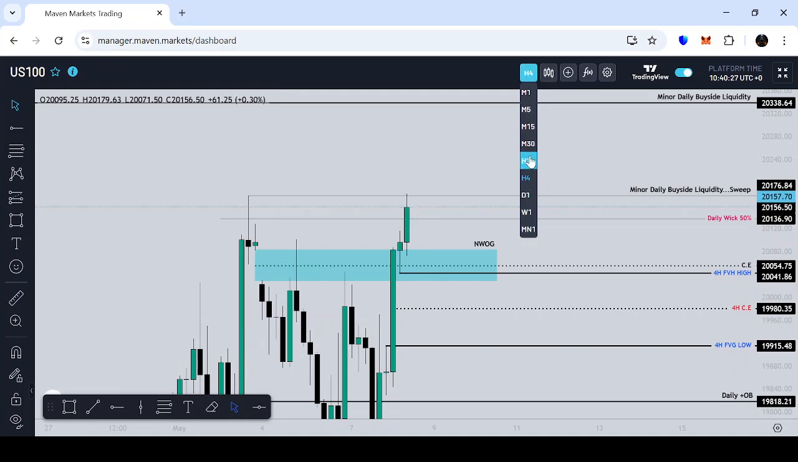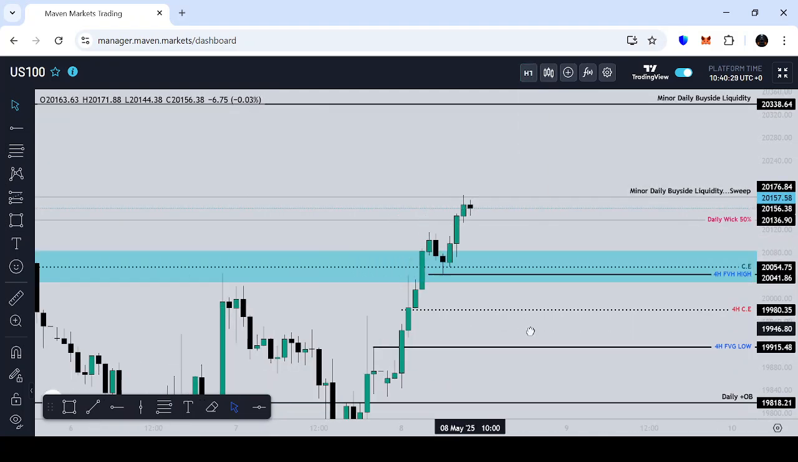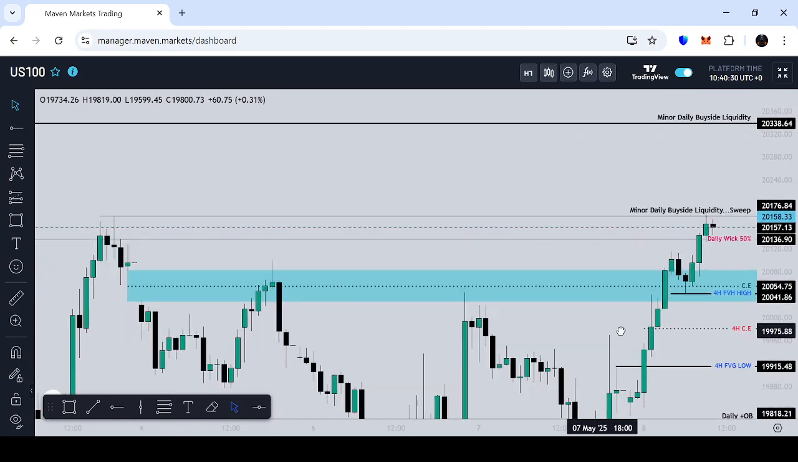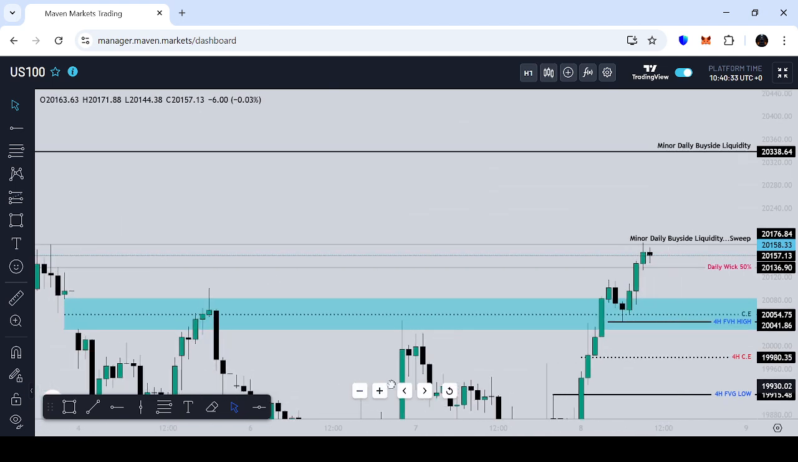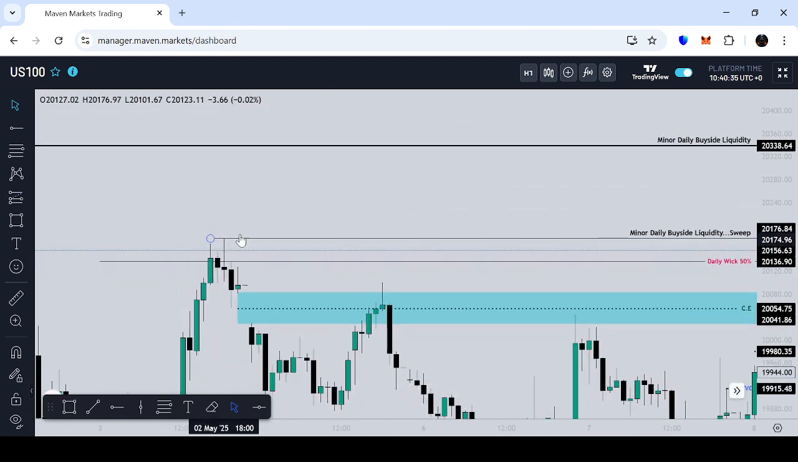Go over to 1 hour. Yeah, on this 1 hour chart, the daily buy side liquidity swell. Note that here is the new week opening gap. You see the price action on this 1 hour chart.